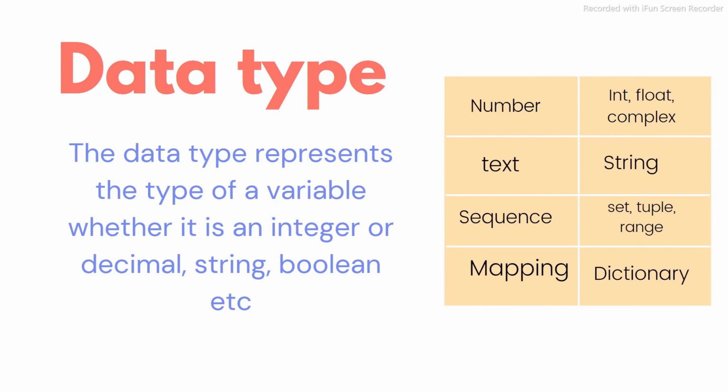Then we have the text, which includes the string. Anything which is written in double quotes or single quotes is termed a character or string, which comes under text. Then we have the sequence, which includes set, tuple, range, and we have the mapping, which includes dictionary. We are going to discuss all these things in the upcoming course videos.